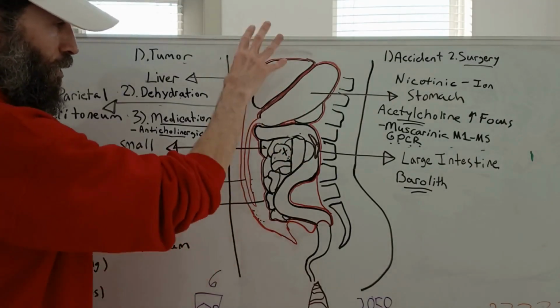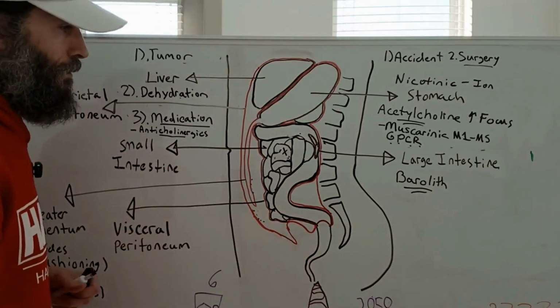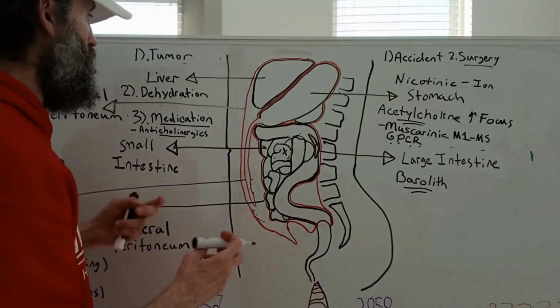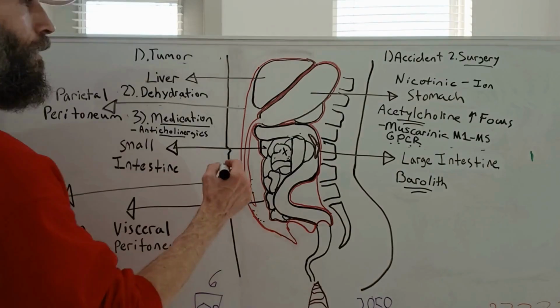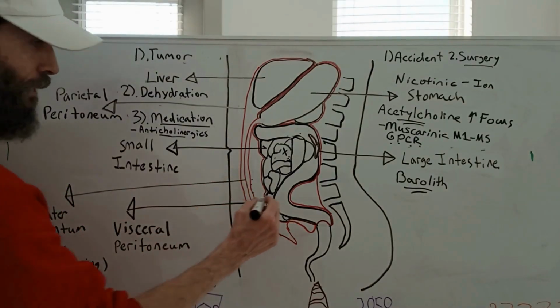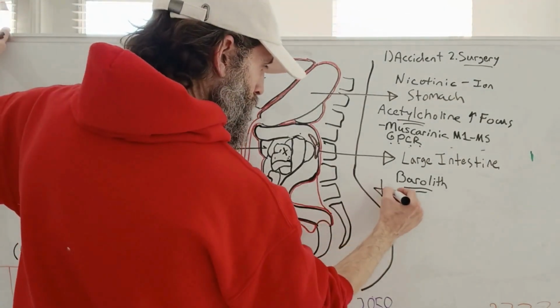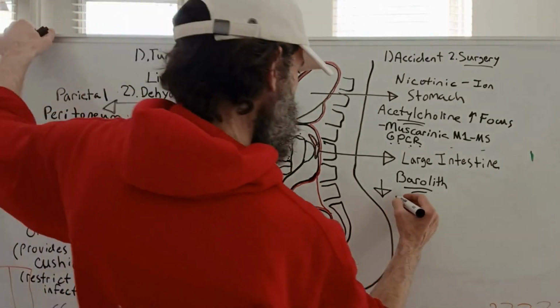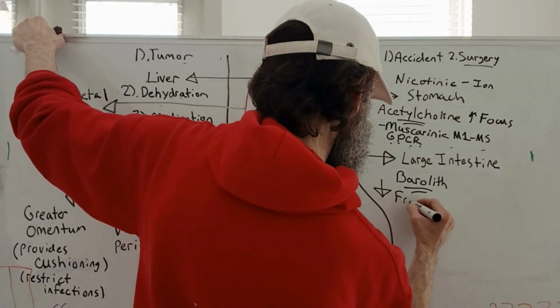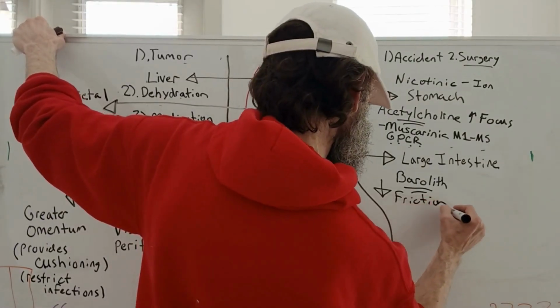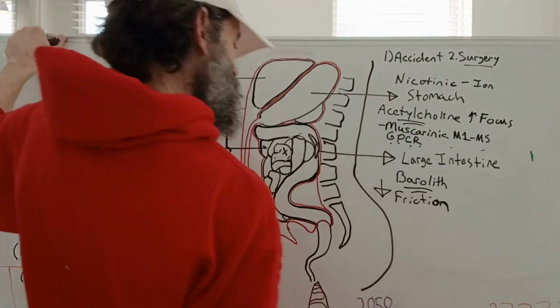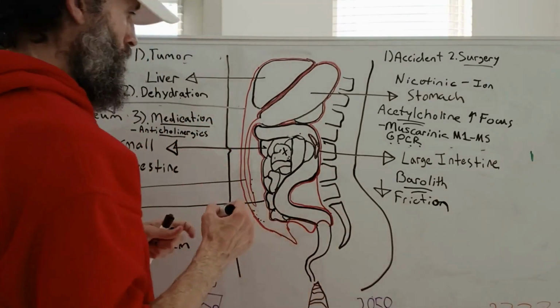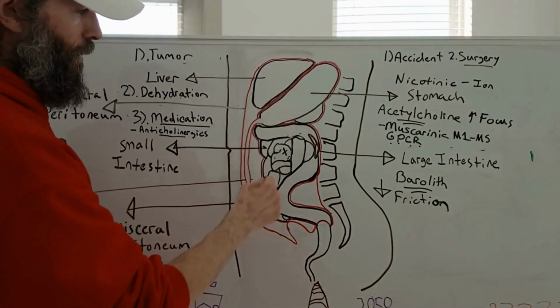There's a lot of jobs that the peritoneum can have. The one that's the easiest for me to remember, I'll put down here: it reduces friction. Oh my gosh, I can't spell. Friction. So you see that all the organs are kind of laying on top of one another.